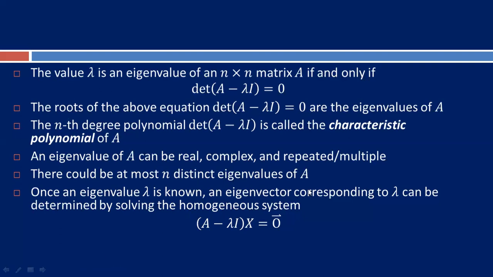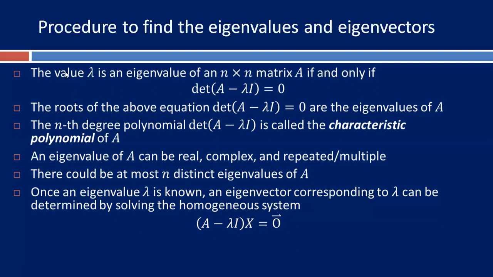When it's known, an eigenvector corresponding to lambda can be determined by solving the homogeneous system. A homogeneous system is the system where Ax is equal to 0, the null vector. If the right hand side is 0 or the null vector, then it is a homogeneous system. So we write this homogeneous system and solve it to determine the eigenvectors for each lambda. All these steps are included in the procedure to find the eigenvalues and eigenvectors.